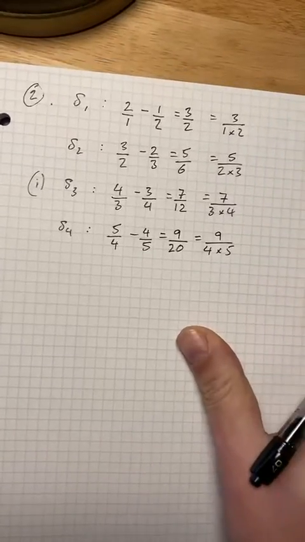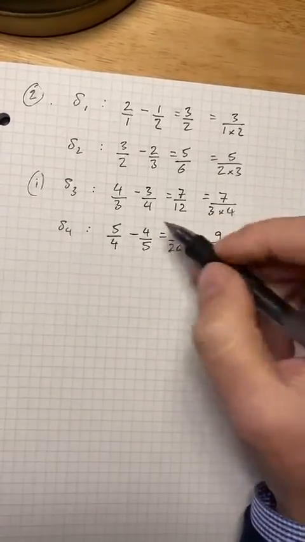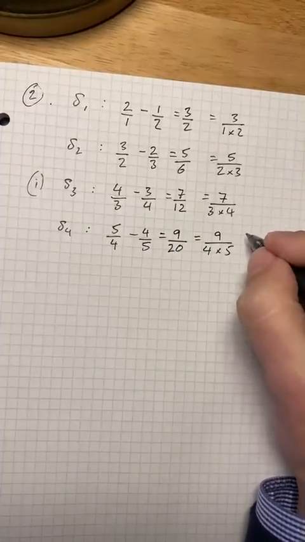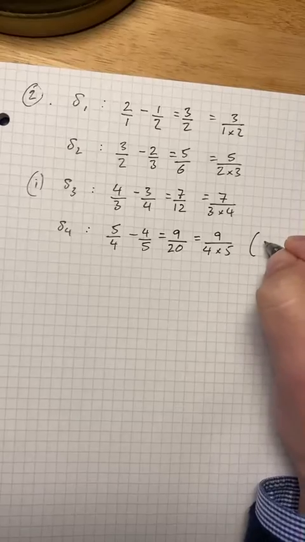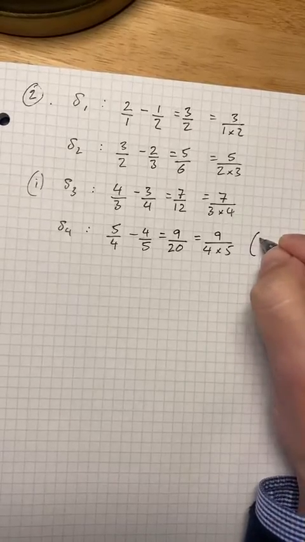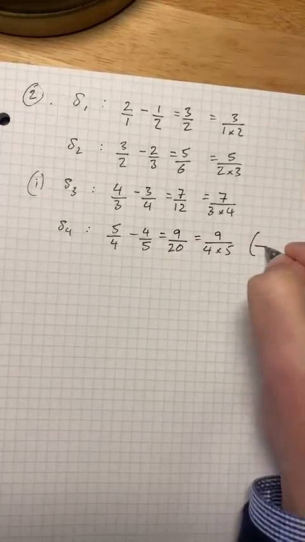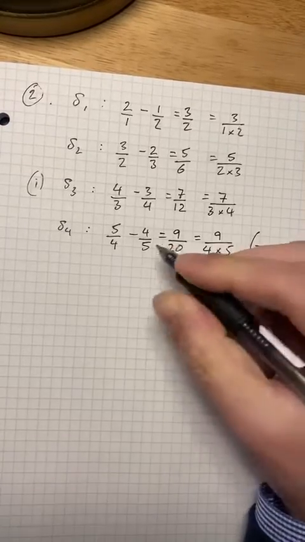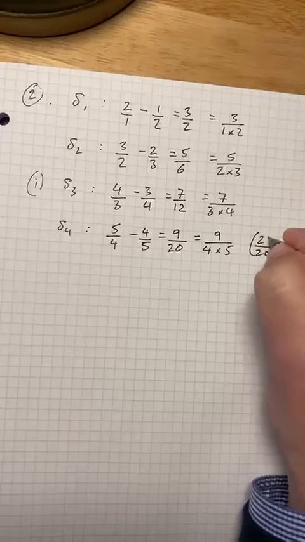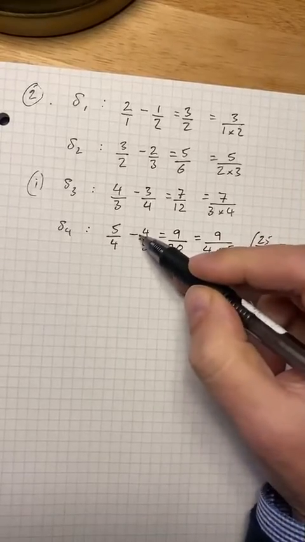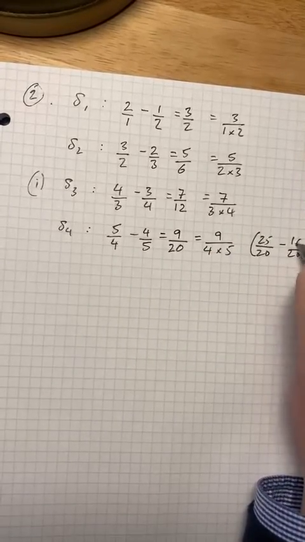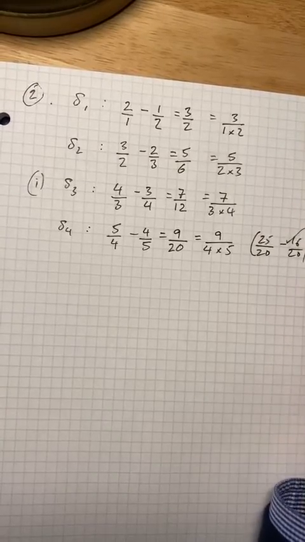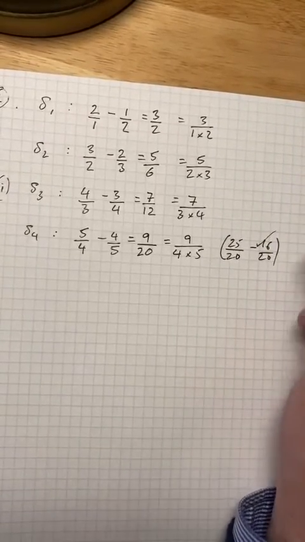If we wanted to be a little bit cautious, we might check that. Let's take this one and do it in a standard way. That's over 20. That's going to be 25 20ths minus 16 20ths, which is 9. So it kind of works out. Okay.